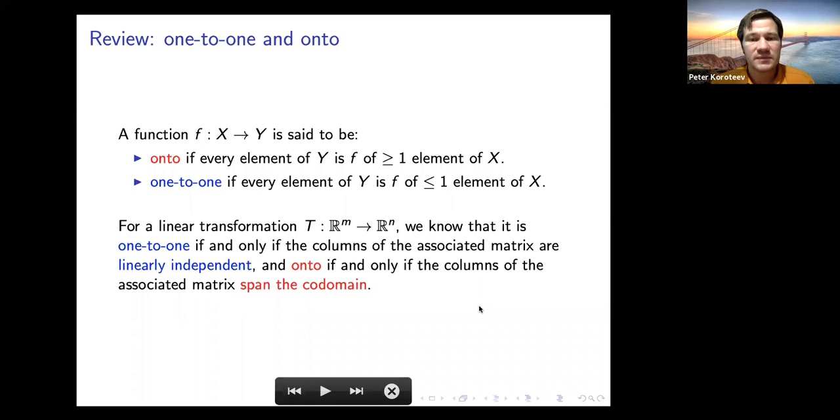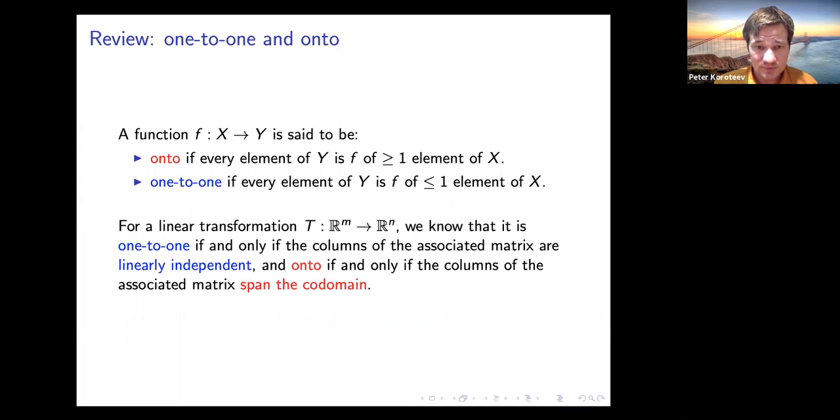Now for a linear transformation T from Rm to Rn, we know that it is a one-to-one map if and only if the columns of the associated matrix are linearly independent, and it's onto if and only if the columns of the associated matrix span the codomain.